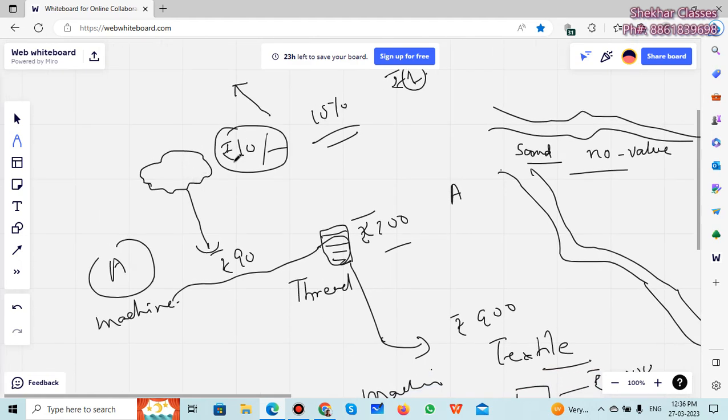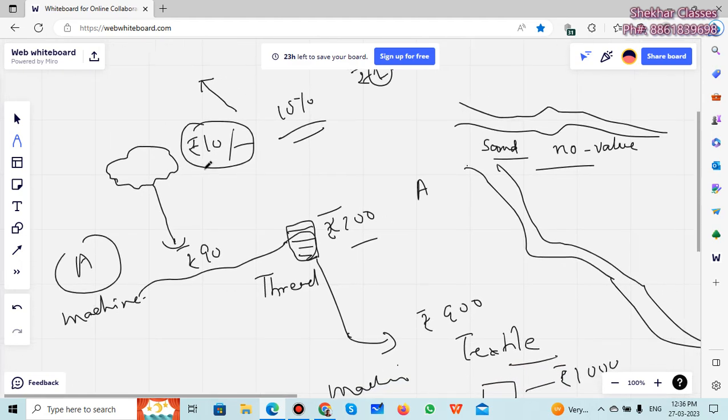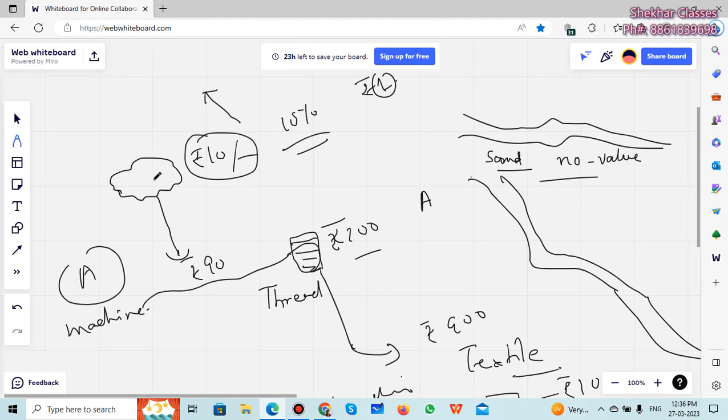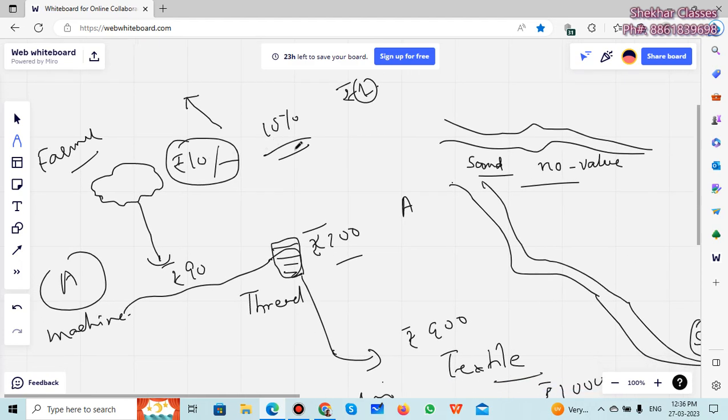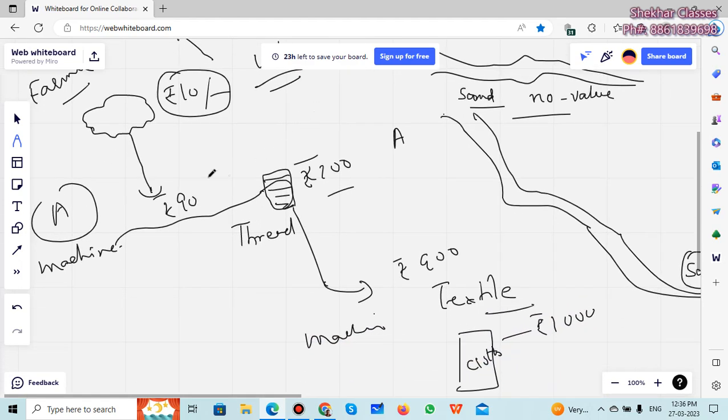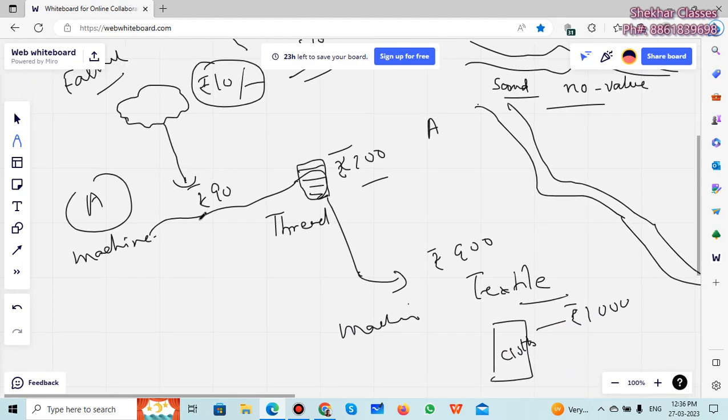Why? Because he has grown the cotton crop here. So he has added value to it. So the person, say the farmer, has added some value to this, so he will pay 1 rupee in tax. Now, who has created more value? A has created more value by making it worth 100 rupees. So he will also pay, say, 10% tax. So 10% of 100 is how much? 10 rupees.